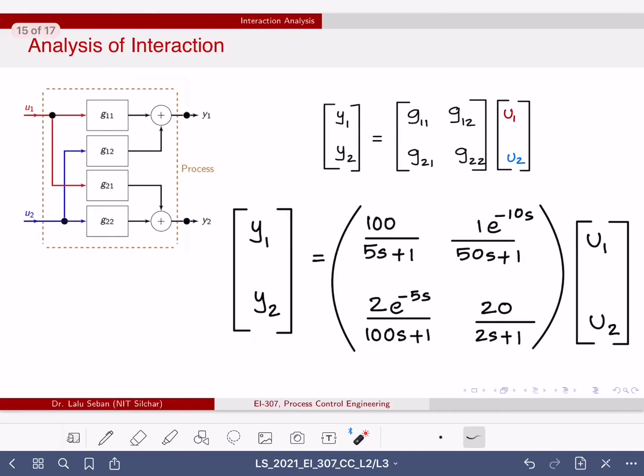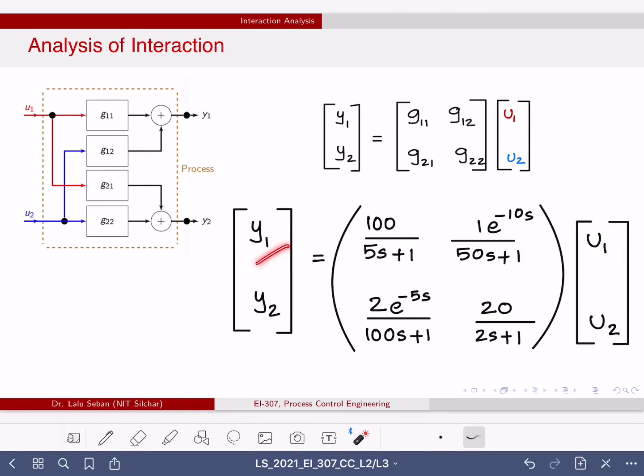Fine. So let us think about a very small, very simple problem, so that you will understand the importance of interaction analysis. It's a 2 by 2 process. I have told that G11, G12 and all, they are the mathematical relation between Y1, U1 and U2. Now, the relations G11, G12, G21 and G22 are given here. So what does it mean? The relation between Y1 and U1 is 100 by 5s plus 1. It's a first order system.